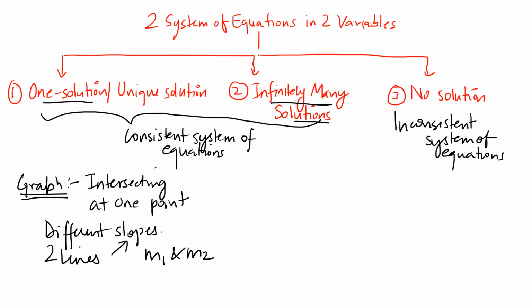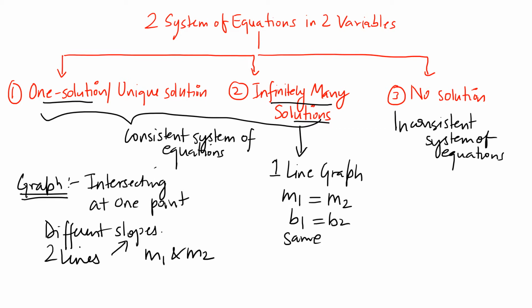Okay, so this is how it is different slope. For infinitely many solutions, it will have one line graph. That means m1 is equal to m2 and b1 is equal to b2. So, the same equation of lines. For inconsistent, the graph will be parallel lines.